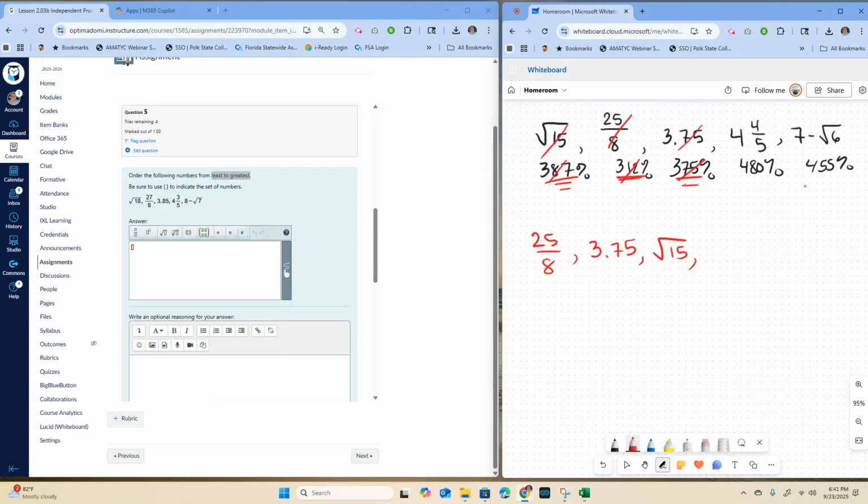The next one is 455%. But again, I'm going to write the original number, so 7 minus square root of 6. And finally, let me cross this out. I put the last number I have left, 480%. But again, you're not going to write 480%. You're going to write 4 and 4/5. Whatever answers you put in the box have to be the original numbers. Okay? And that's how you do problem number 5.